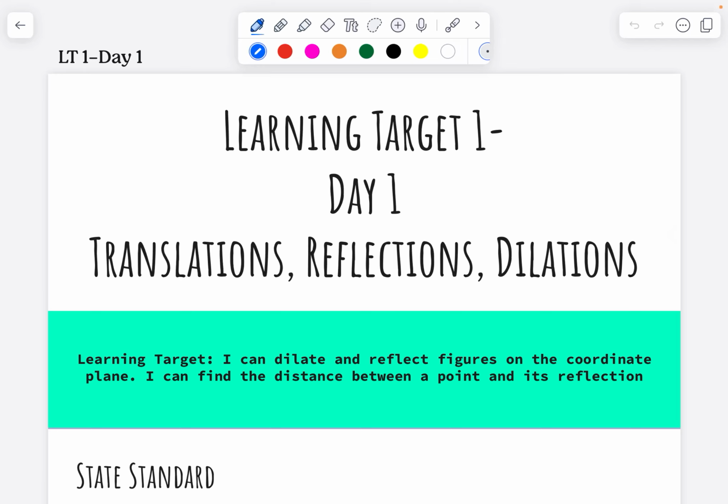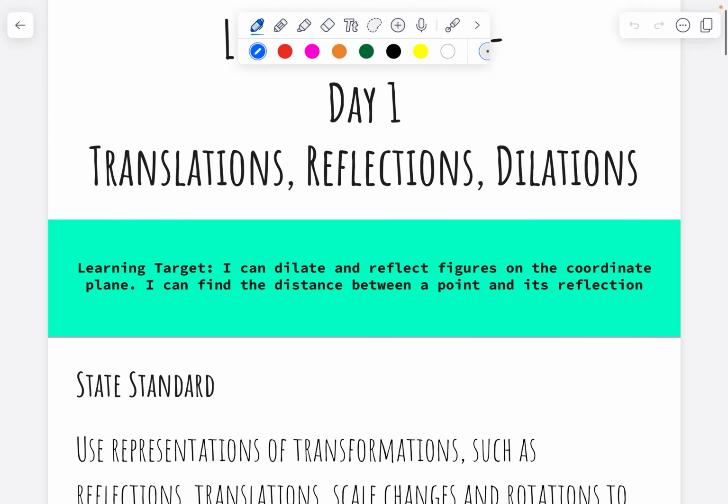Hi friends, today we're going to talk about translations, reflections, and dilations. Our learning target: I can dilate and reflect figures on the coordinate plane. I can find the distance between a point and its reflection.